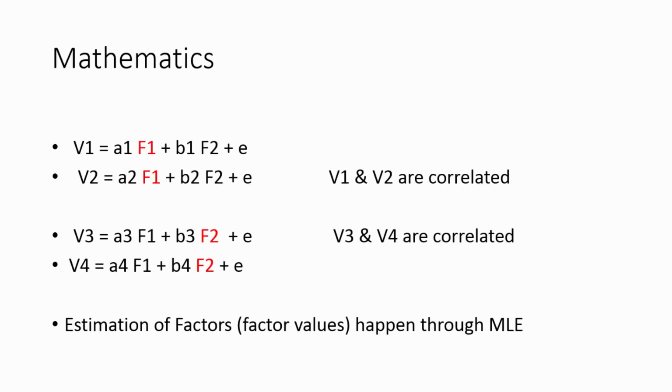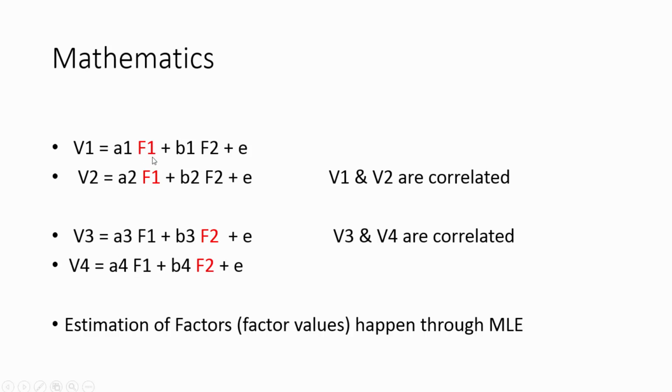Well, the mathematics is not very simple, but it requires a lot of interest to go into the detail. But to keep it very simple, we assume that each correlated variable is a function of a couple of factors. Okay, let's assume we have four variables: v1, v2, v3, v4. v1, v2 are correlated, and v3, v4 are correlated. v1 is a linear combination of f1 and f2. So is v2. So is v3 and v4.